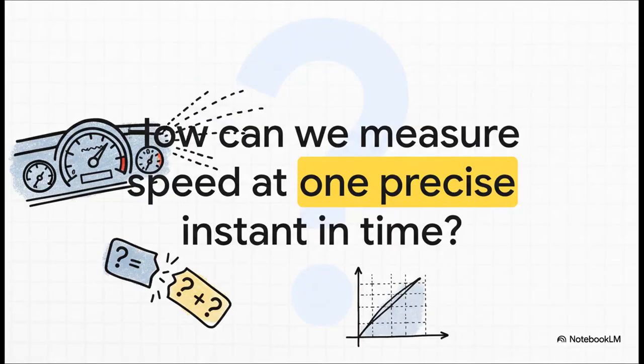So, that leads to a really cool puzzle. Think about the speedometer in your car. It tells you your speed right now, in this exact instant. But have you ever stopped to think about how weird that is? An instant has zero duration. It doesn't last any time at all. So how can you be moving at all in an instant? This is a question where basic algebra just kind of hits a wall. It can't really handle it.